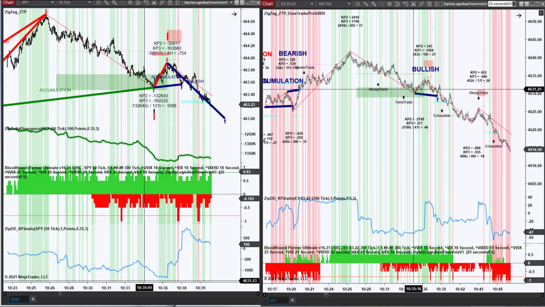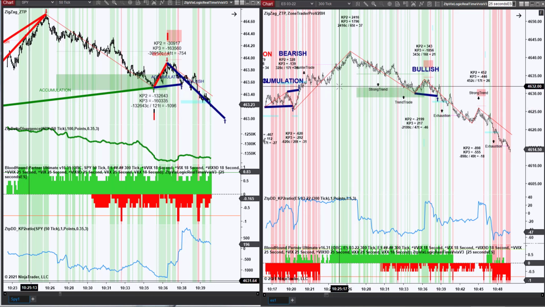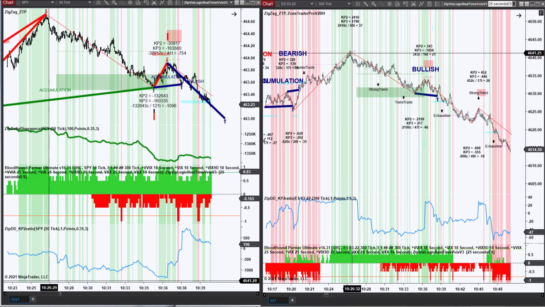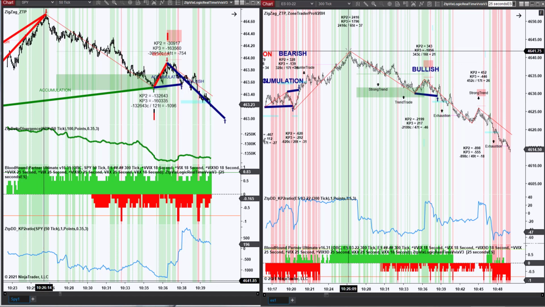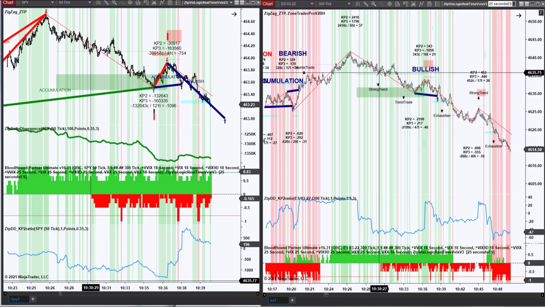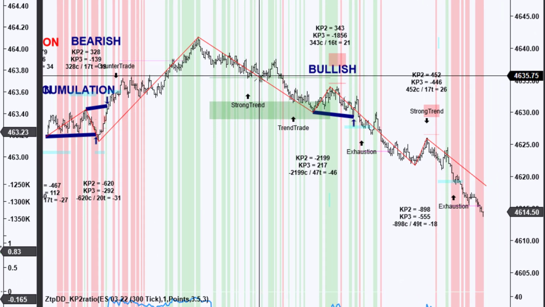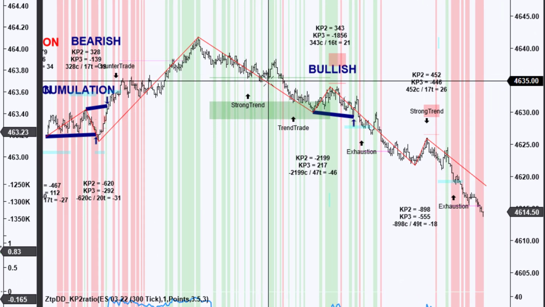Now, the very next day, we had a very similar pattern at 10:35. Again, we entered this strong trend right here. And again, that strong trend was over 15 points. And we got our pullback to minor. We did have accumulation divergence.